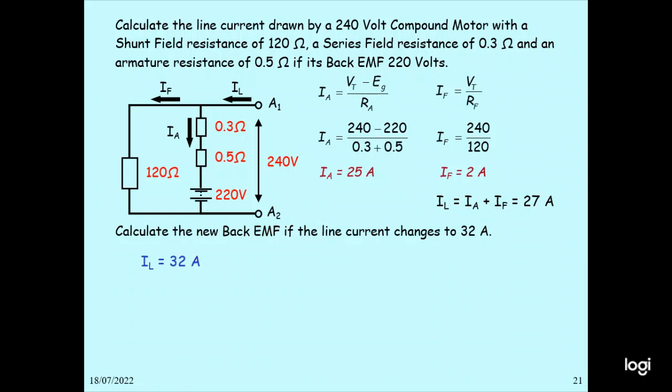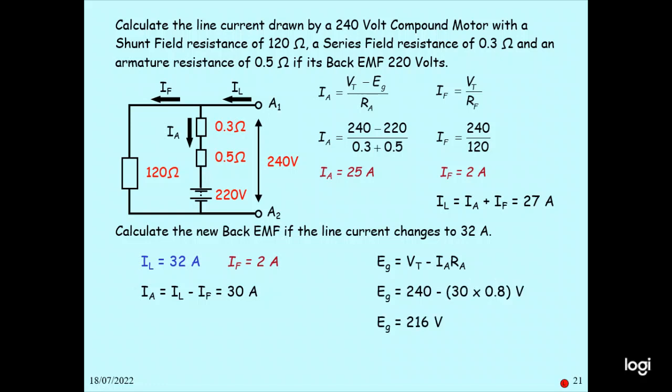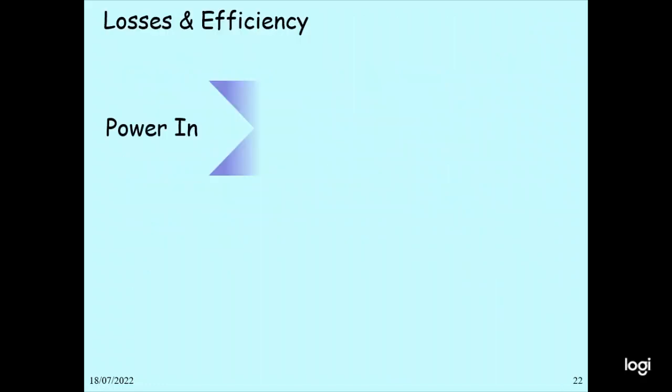We have to calculate the new back EMF when the line current changes to 32 ampere. IL is 32 ampere, IF is 2 ampere. So then IA equals IL minus IF, you got 30 ampere. E is equal to VD minus IA RA, then 240 minus 30 into 0.8, you got 216 volt.